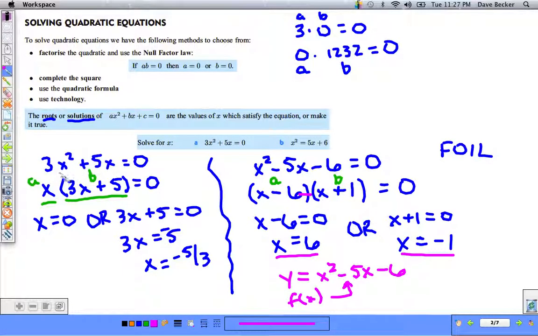Now if I graphed y equals 3x squared plus 5x, guess where it would intersect the x-axis? Well, it would be a parabola. It would intersect the x-axis at x equals 0 and at x equals negative 5/3. I encourage you to go ahead and graph that on your graphing calculator just to see if I'm lying or not. But I'm not, I promise.